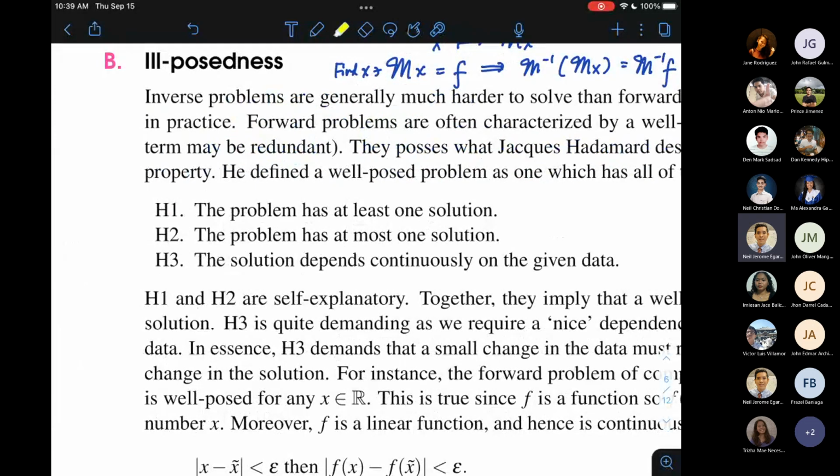Una, the problem should have at least one solution. So, existence muna ng solution. Siyempre, hindi magandang mag-solve ng problem na wala namang existing na solution. Tama? So, we need to guarantee, okay, dapat merong isang solution.